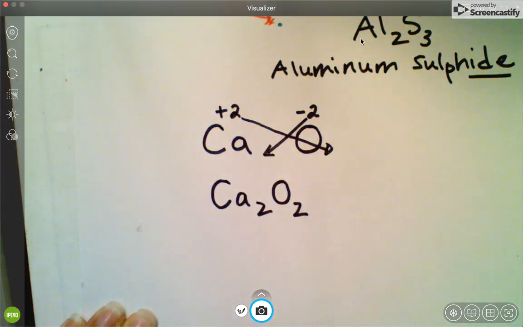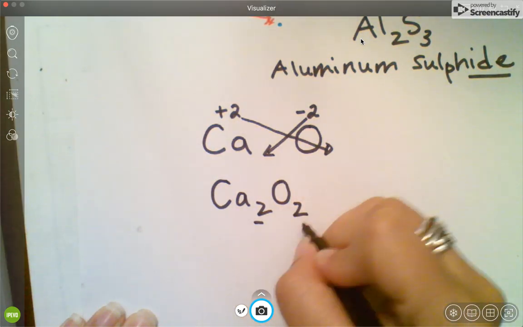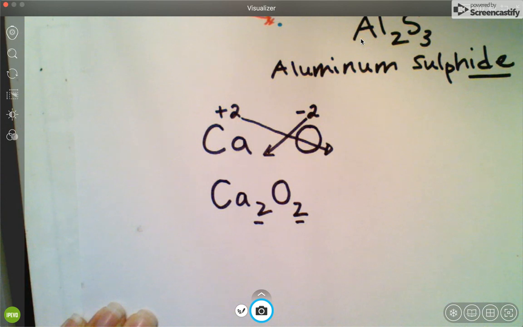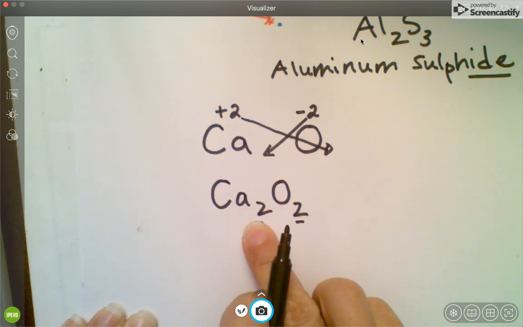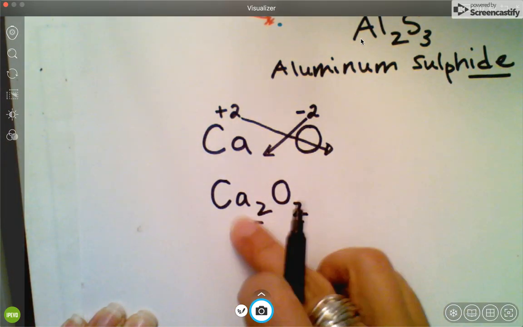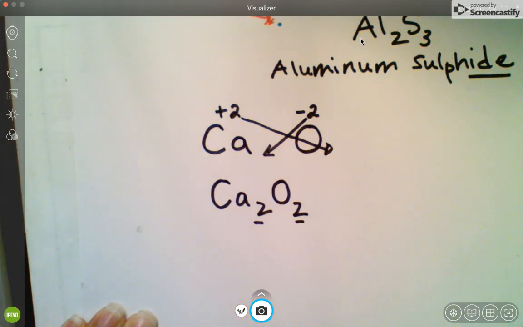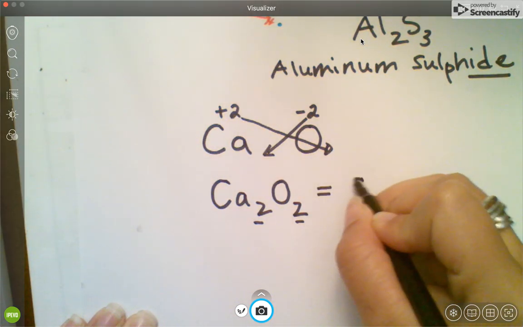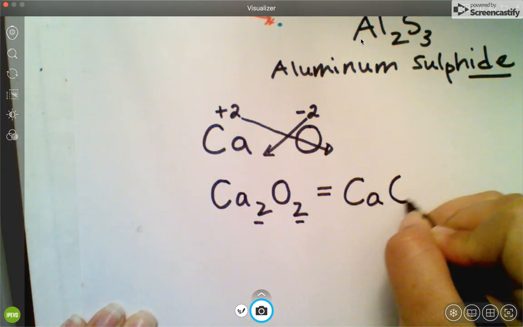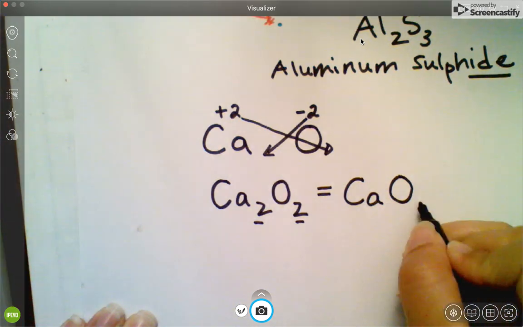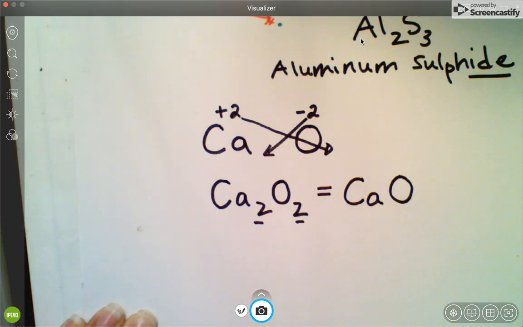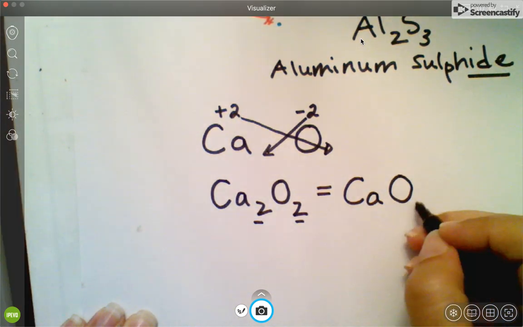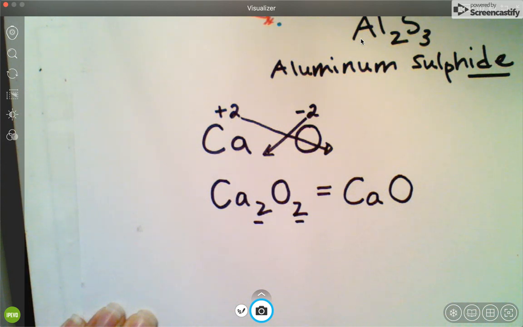Ca2O2. Now, whenever you have a subscript where it is divisible by a lower common factor, you must do that. So 2 goes into 2, 2 goes into 2, and so we will reduce that to CaO. When there is no number written, it's assumed that there is a 1. You never write a 1 as a subscript. It's always assumed.